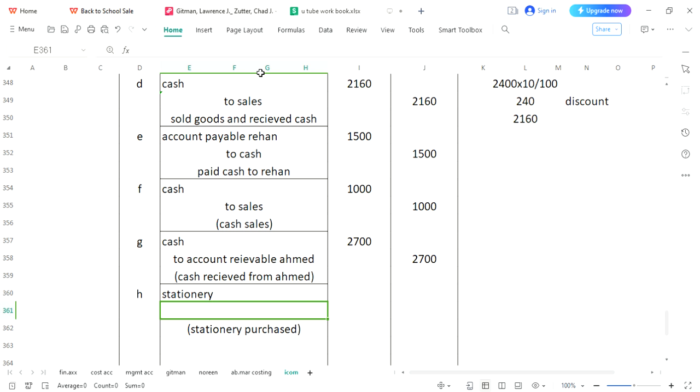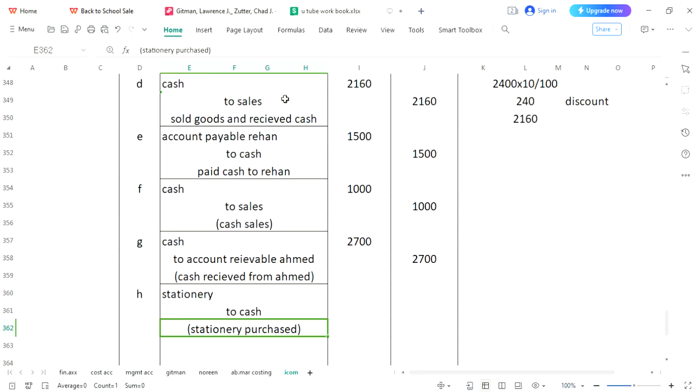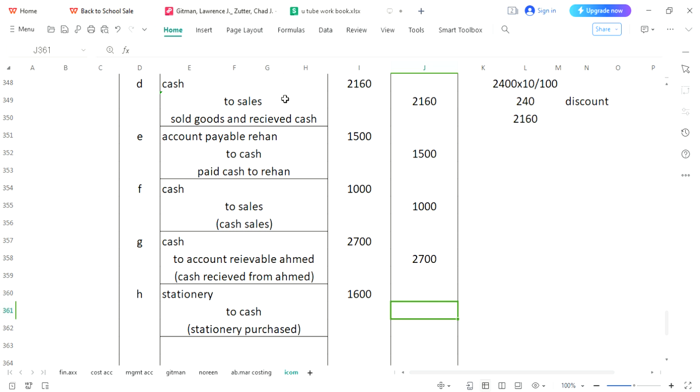When you buy anything you will have to pay, so you will pay. It means cash is going out. Cash is your asset. Asset is decreasing, that is why decrease in asset should be written on credit side. So you have posted cash on credit side. We will see the amount of H entry is 1600. So you will post 1600 on debit side and the same amount would be posted on credit side. H entry has been completed.